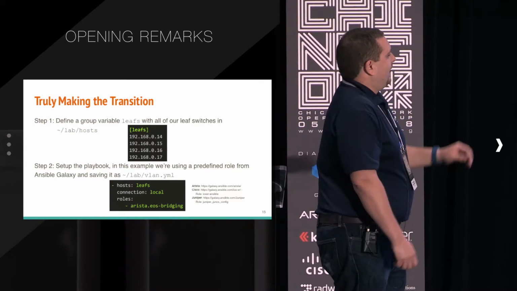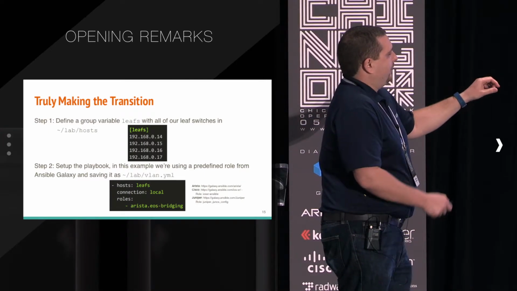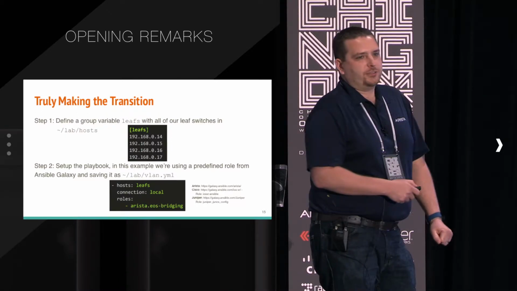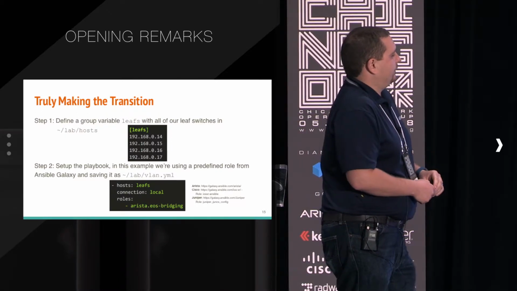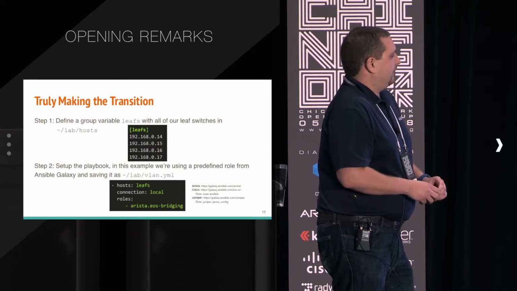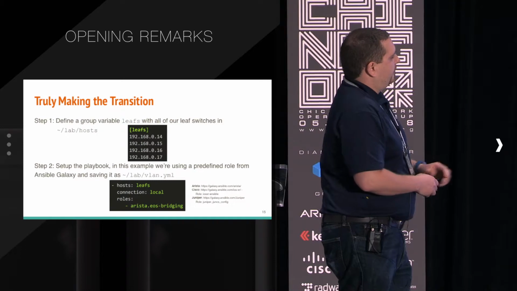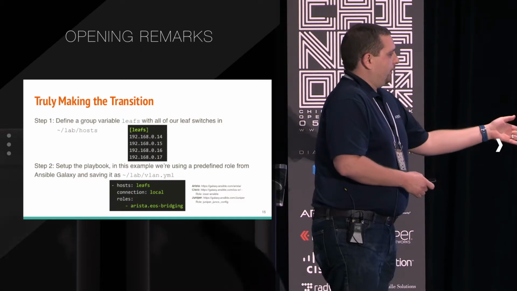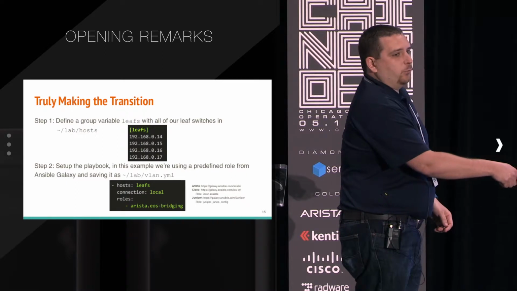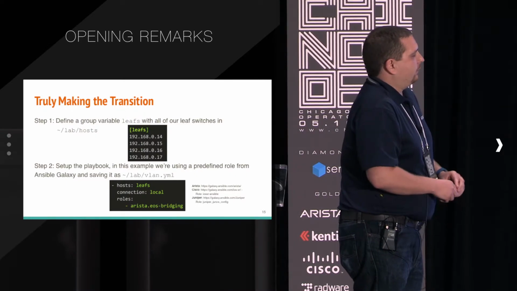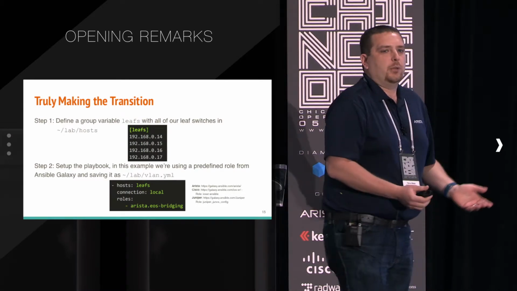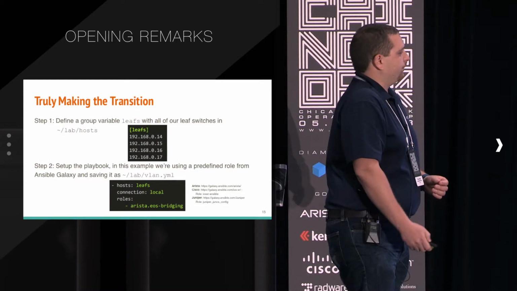So what we'll be working with here is we basically have a file that contains the IP addresses of all of our leaf switches. Then down here, we'll be defining a playbook using a pre-written role. And over here, if you're interested in finding more roles, go out to galaxy.ansible.com. Like I said, tons of pre-written roles out there to really accomplish a lot of the tasks that you're trying to do.